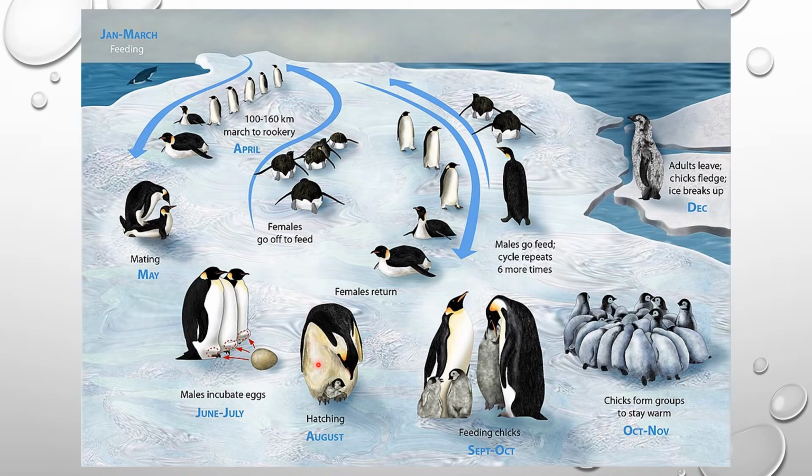And then once the chick hatches, the females return and then they take turns feeding the chick while the other one goes back and feeds, and that cycle keeps on going. And you can see in the meantime, the chicks will form little groups and the adults will eventually leave and the chicks will fledge as the ice breaks up.